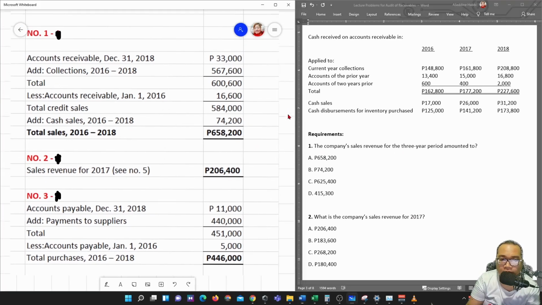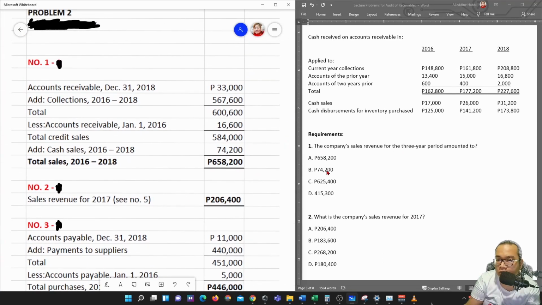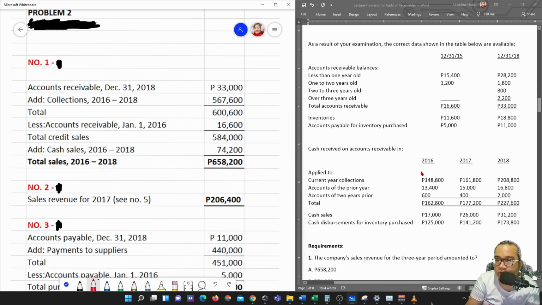So sa number 1, ang tanong, binasa naman natin kanina. The company sales revenue for the 3-year period amounted to how much? Saan yun? So, paano yan? So, sales revenue. Hindi lang sinabi cash sales, hindi lang sinabi sales on account. Kumpleto. Sales revenue. So, ibig sabihin, yung sales on account and yung mga cash sales mo, i-combine mo yan dapat sila. And since given naman dito, okay, goods ka lang.